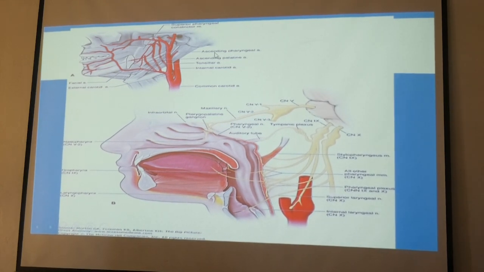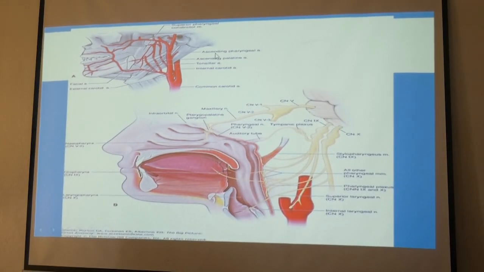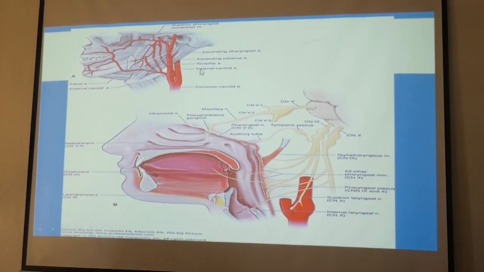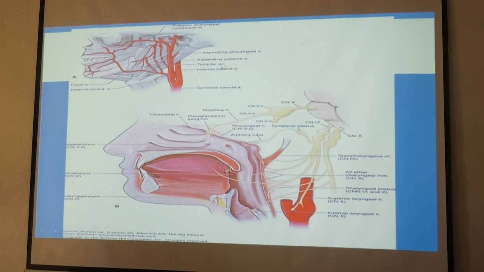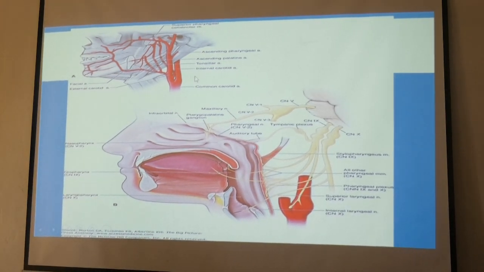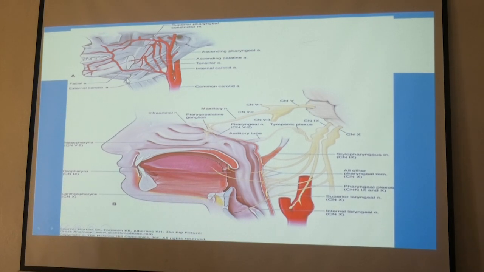So what is the arterial supply? The ascending pharyngeal artery is a branch of the external carotid artery. Additionally, there are the ascending palatine and tonsillar arteries, 3 branches of the facial artery also.